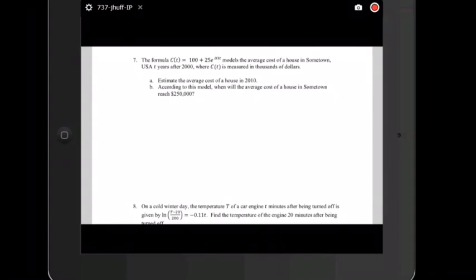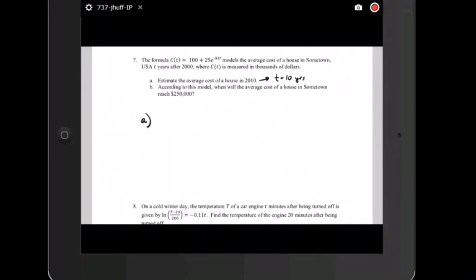Okay, question 7, they've given us a model. It's the average cost of a house, where C of t is measured in thousands of dollars. Estimate the average cost of a house in 2010. So 2010 is a measurement of time, okay? But it says that t is the number of years after 2000. So 2010 means that t equals 10 years because it's 10 years after the year 2000.